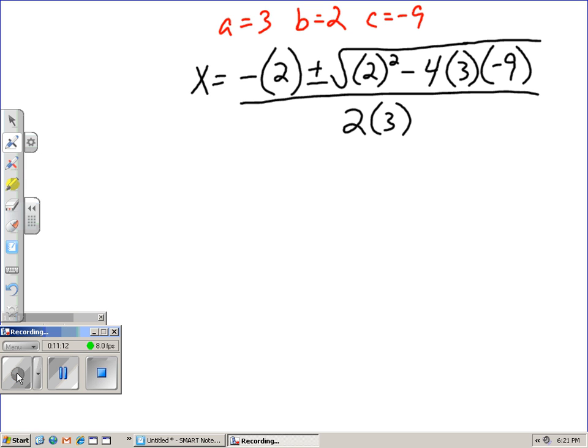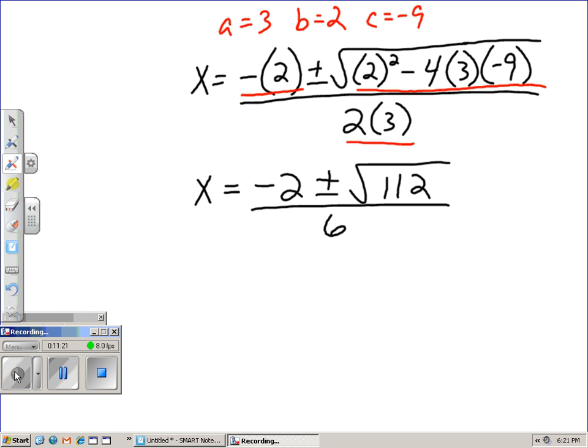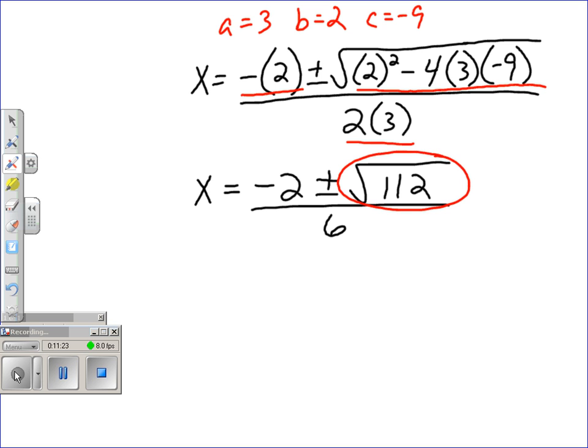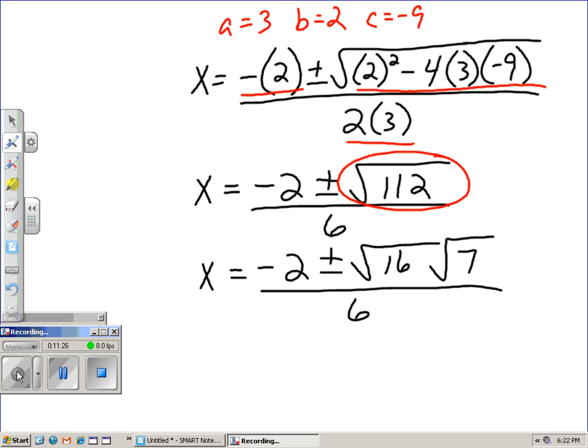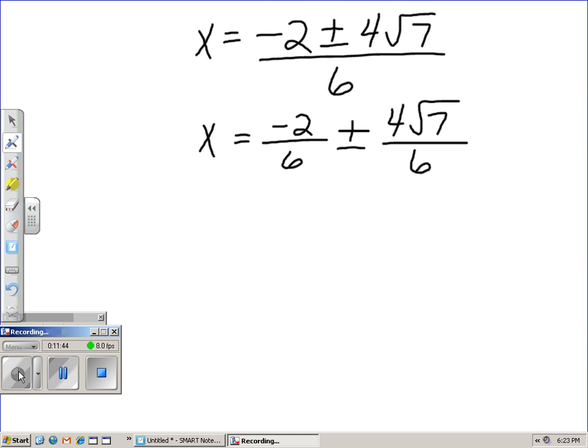Watch that negative. And here's our substitution. Remember, I'm going to do this, and this, and this on the next step. And I get this. Next, I'm going to see if I can simplify that square root. Now this one I had to actually work a little bit because there is a square root in there. It's just not obvious. 16 will go into it, and 16 is a perfect square. So change 112 to 16 times 7. And we get negative 2 plus or minus 4 because square root of 16 is 4. Square root of 7 over 6.